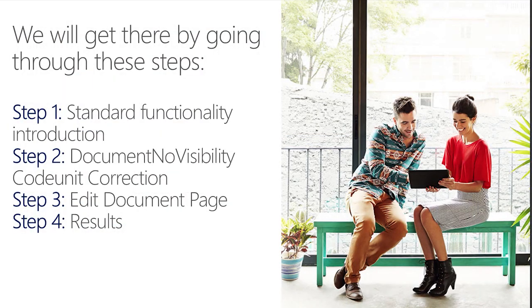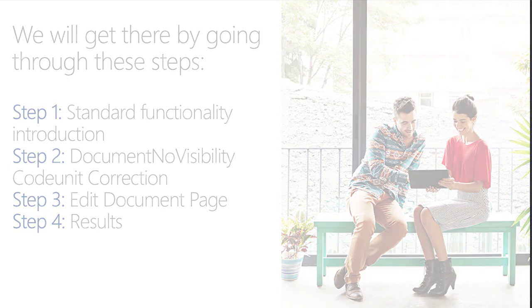To enable this scenario, I need to complete the following steps. First, I will present a standard NAV feature, where we can find it and how to use it. Then, I will show you what customization in the document NO visibility code unit we need to do. After that, you will learn how to customize each document page to provide this functionality. And in the end, I will show you the results of our customization in practice.